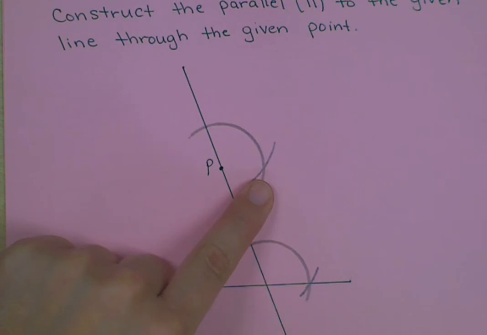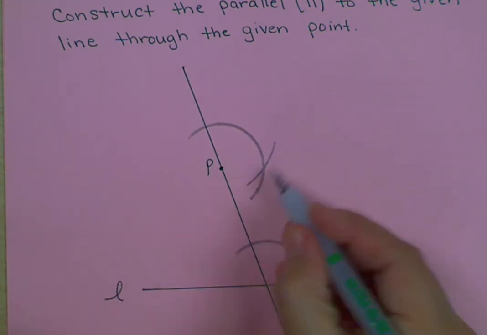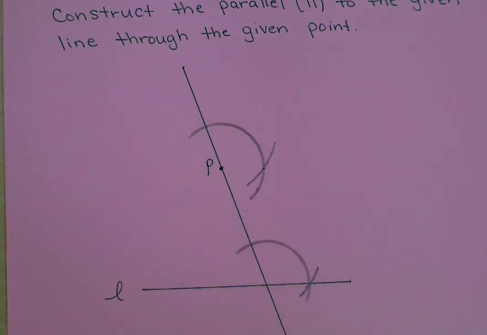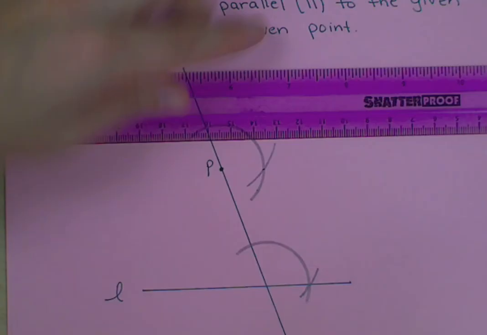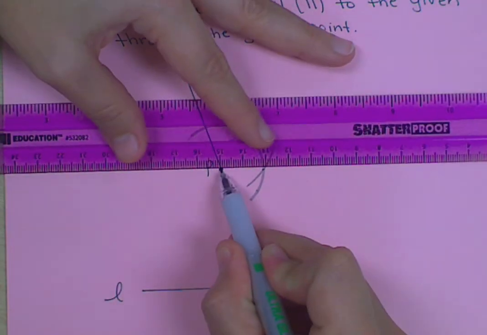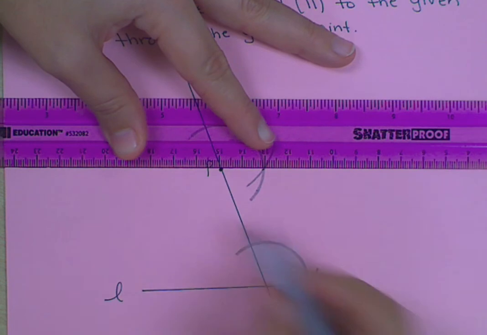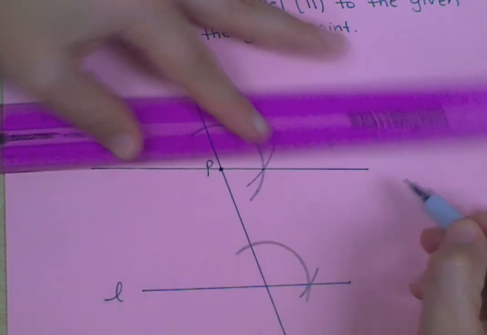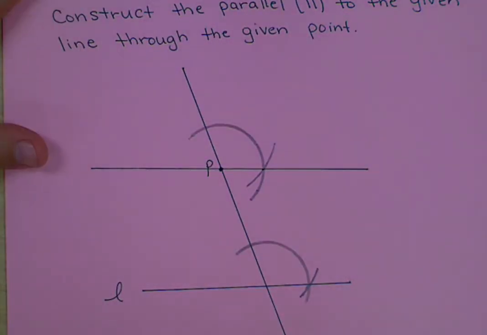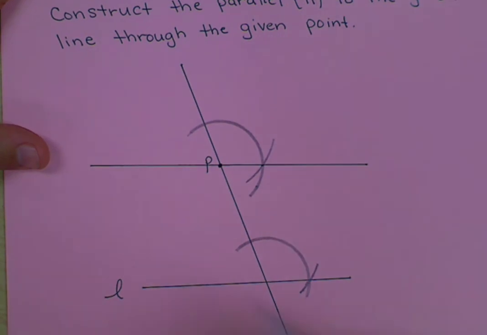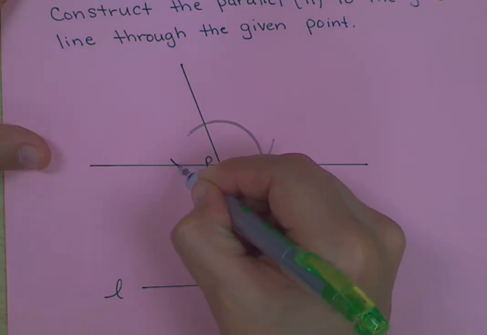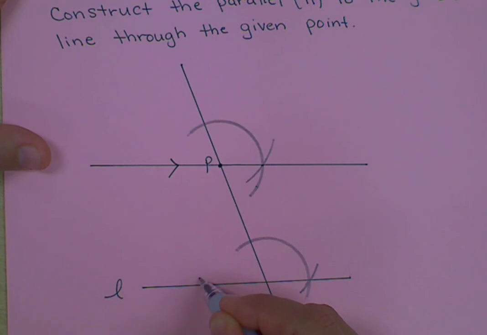Now where we've created our arc here, we have our point. X marks the spot. We can now connect point P to our X that we created to make our parallel lines. And just like with our parallel lines, we need to make sure we provide our tick marks to identify to our teacher that we have created parallel lines.